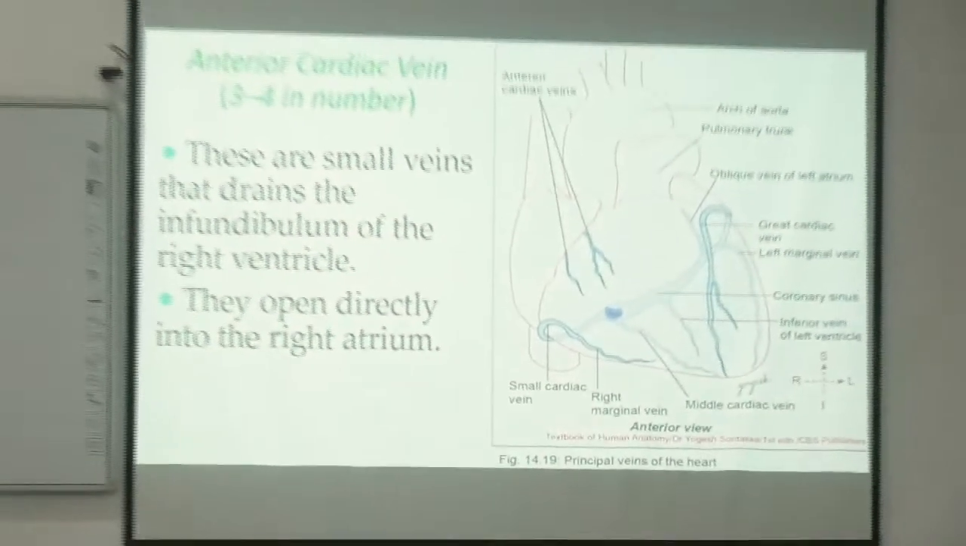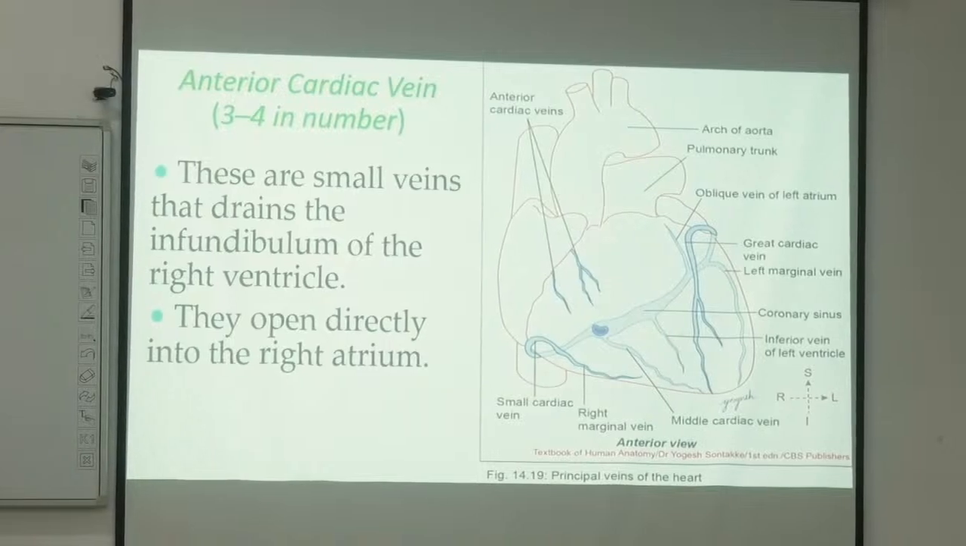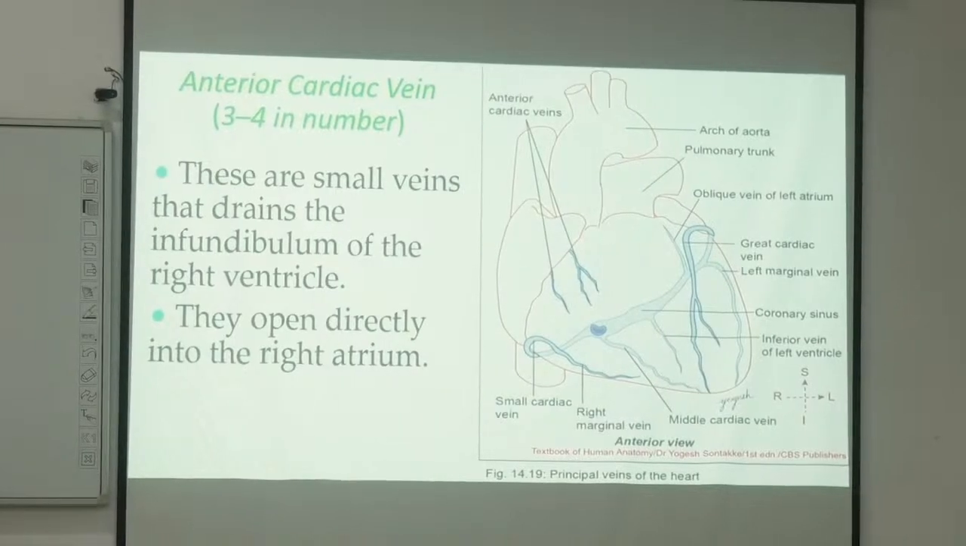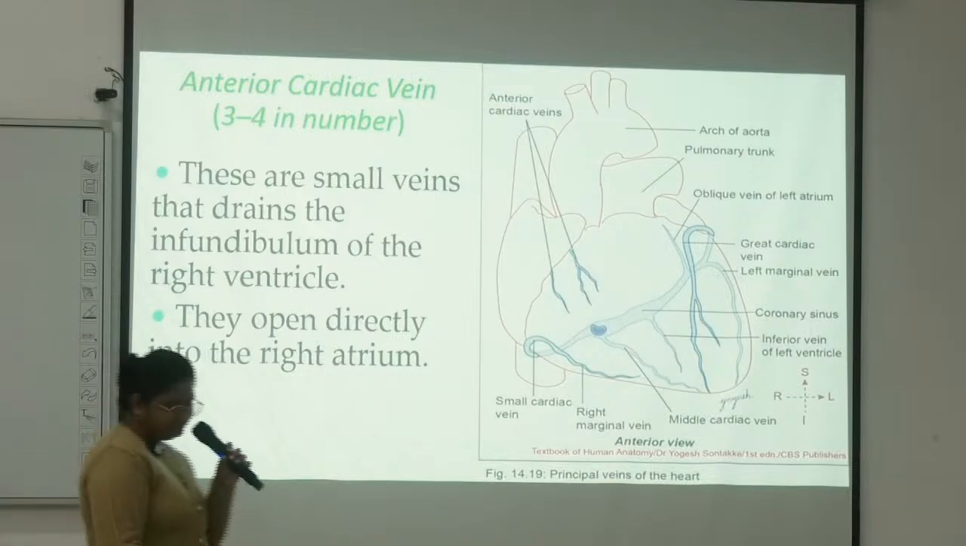Next is anterior cardiac vein. They are 3 to 4 in number. See here, this is the position of anterior cardiac vein. They are small veins that drain the infundibulum of the right ventricle. Infundibulum is the smooth part of the right ventricle. Okay, and they open directly into the right atrium. See here, they are opening into the right atrium. Here is the right atrium, draining directly into right atrium, and they are 3 to 4 in number.